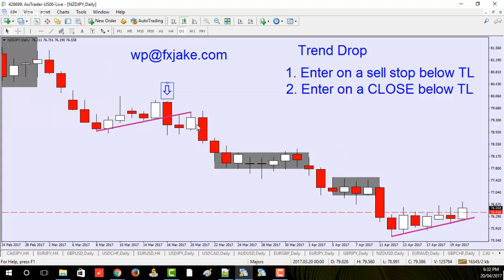Any questions about the trend drop, the squeeze play, or the trendy big shadow? Any questions about any of that stuff?